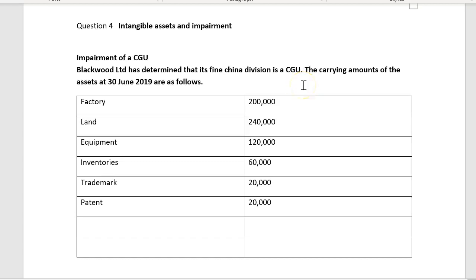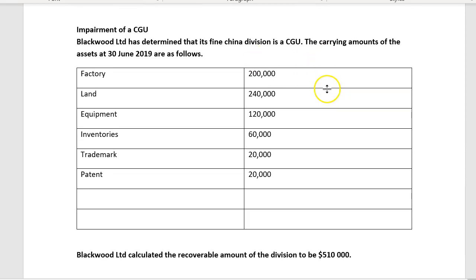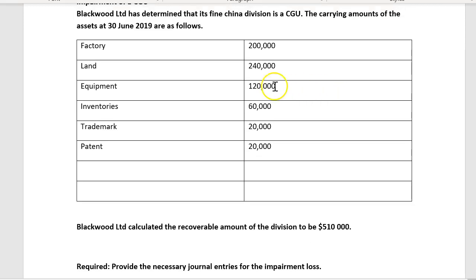Okay, so let's start question 4. Question 4, we are asked to calculate the impairment of a cash generating unit. So what we need to do is first determine the carrying amount of the cash generating unit, which consists of factory, land, equipment, inventories, trademark, and patent. So what's the carrying amount, guys?